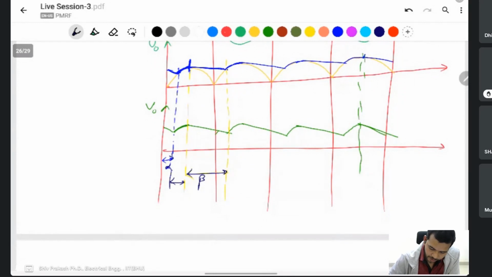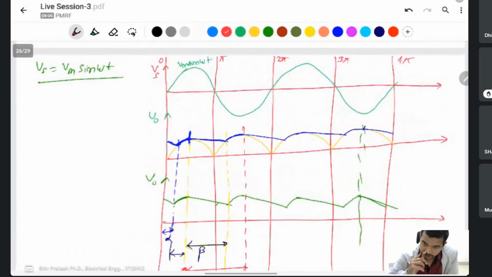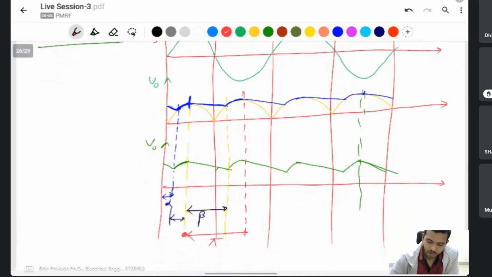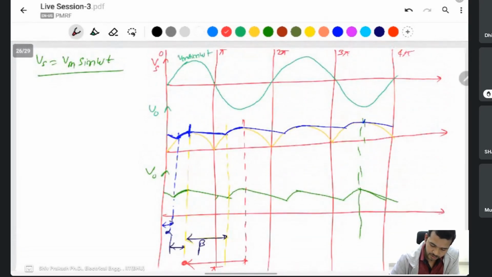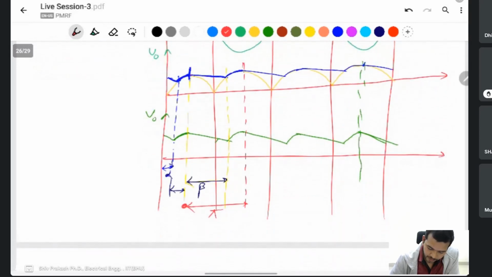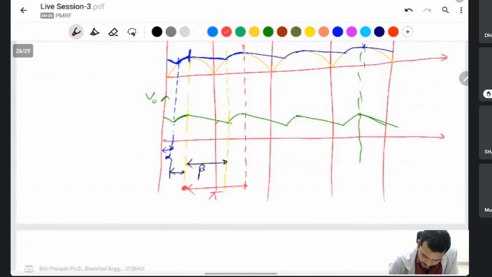If you look at the waveform and take this point as 0, peak to peak of the sinusoid is 180 degrees, which is pi. So in the output voltage this is 180 degrees. If the conduction time is beta, then this time and this time are the same charging, and you can say this one is alpha also. Then alpha is equal to pi minus beta.